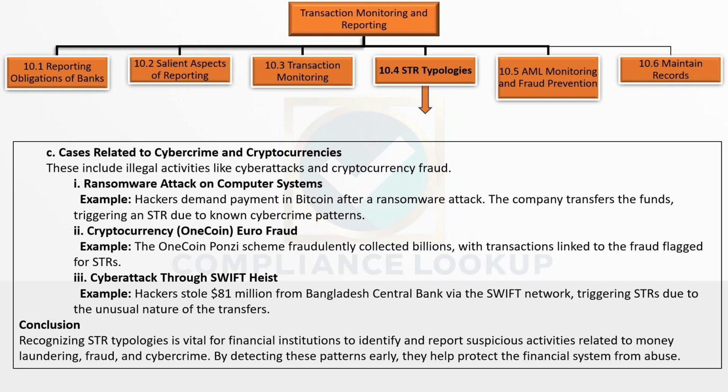Now, coming to its conclusion, understanding these STR typologies helps financial institutions detect and report suspicious activities that could indicate money laundering, fraud, or cybercrime. By identifying common patterns, whether inland transactions involving shell companies or complex cross border trade schemes, banks and other entities can better protect the financial system from abuse.